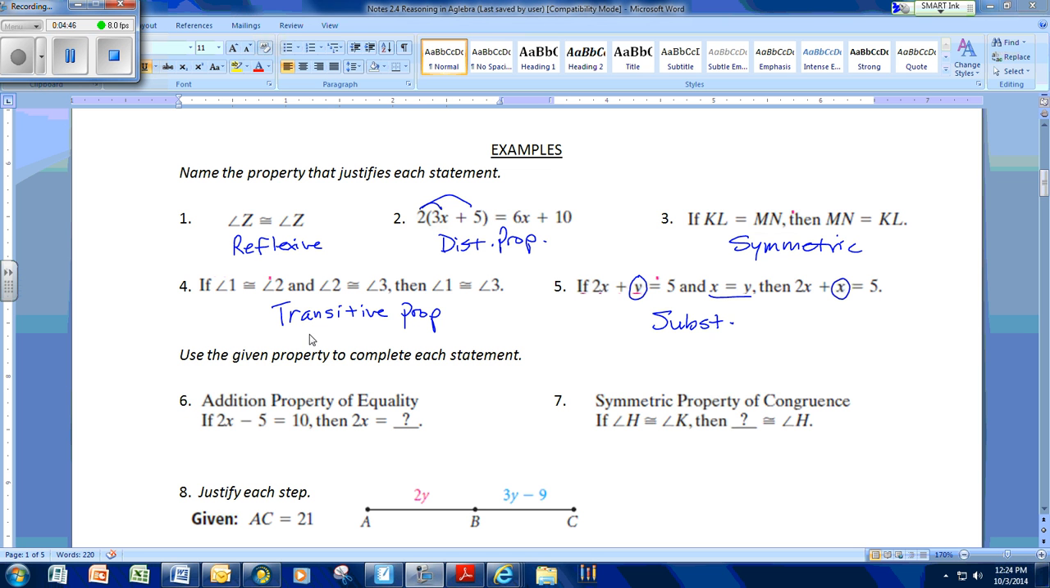Okay, now we're going to use the property. Number 6 says use the addition property to complete this statement. We have 2x minus 5 equals 10, so then 2x equals what? If I were to solve this, I would add 5 to both sides. That's the addition property, adding to both sides. So that leaves me with 2x equals 15, because 10 plus 5 is 15. Number 7, the symmetric property of congruence. If angle H is congruent to angle K, and symmetric means we flip-flop the order, that means angle K would be congruent to angle H. Pretty simple stuff.